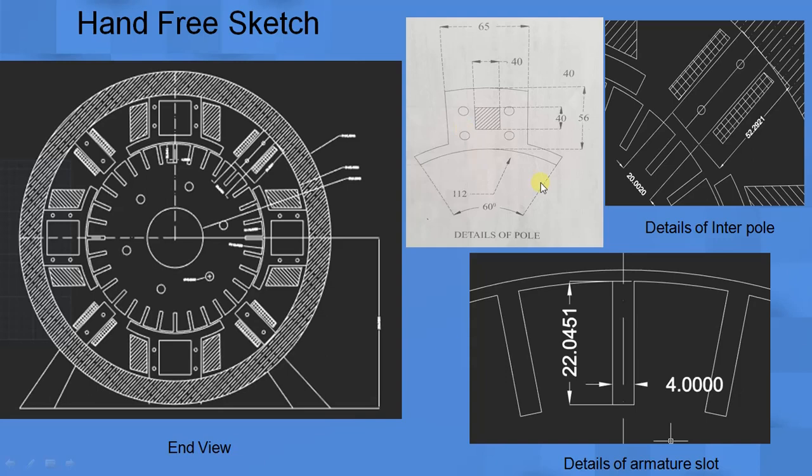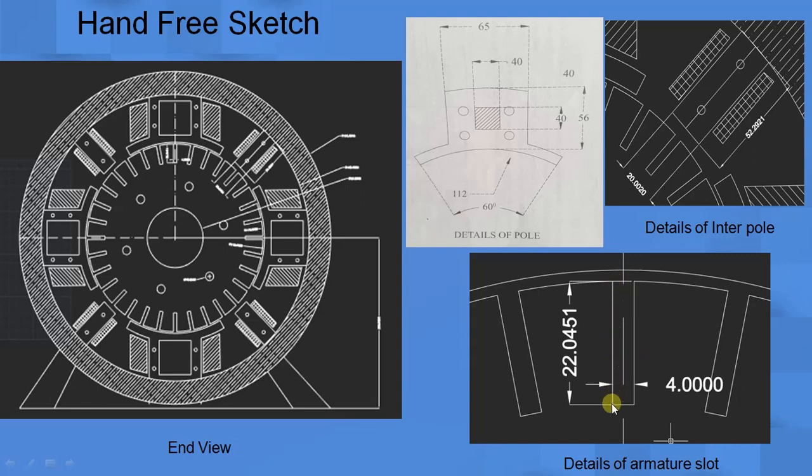So these are the details we should know in order to draw an end view of DC generator. This is regarding the main pole. And coming to the interpoles, you can see this is the interpole. These two are the interpole winding, and the dimension given was a width of 20 and a height of 52 mm. This is about the interpole. And coming to the armature slots, there are 32 slots.